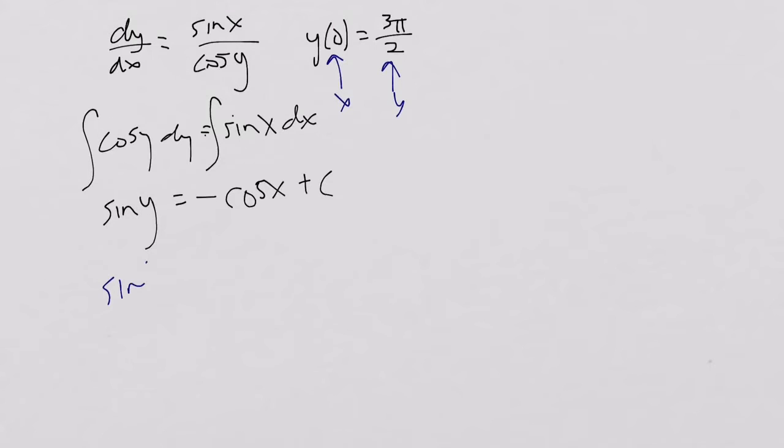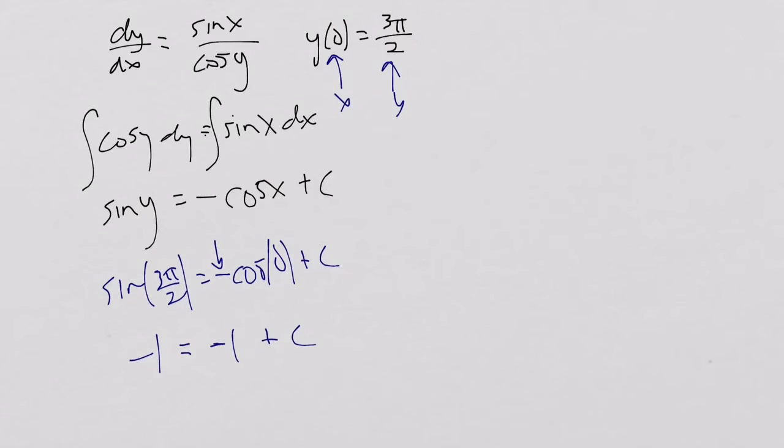So I get sine of 3 pi over 2 equals minus cosine of 0 plus c. Well, I know that the sine of 3 pi over 2, that's down on the negative y-axis, so I get negative 1 using the unit circle, equals, I know that cosine of 0 is 1, so I get a negative, comes from this, 1 plus c like that, and that gives me, if I add 1 to both sides, that c is equal to 0.